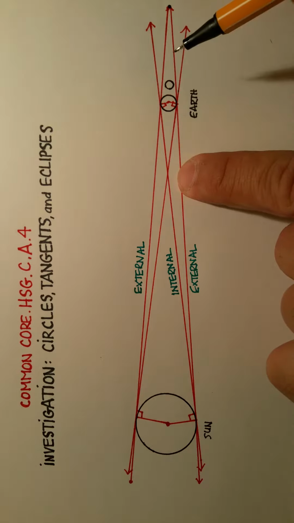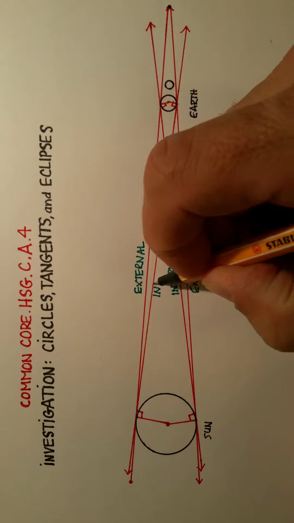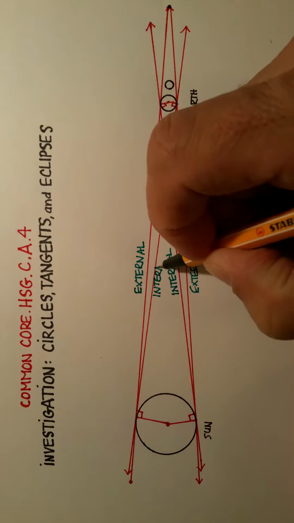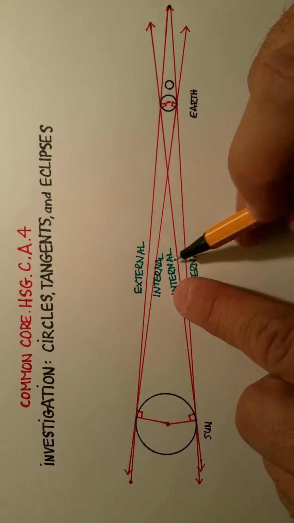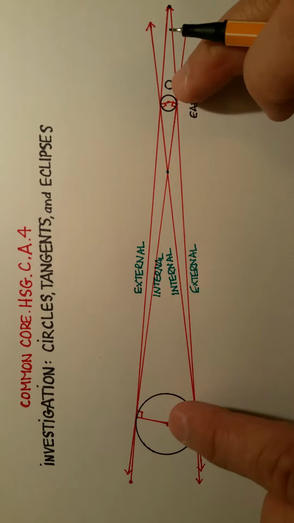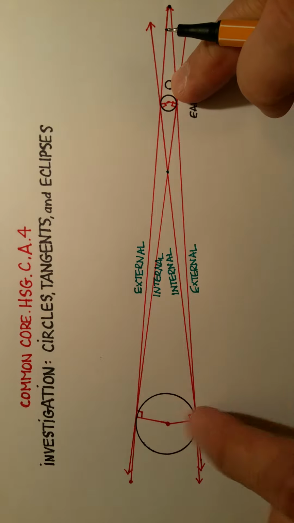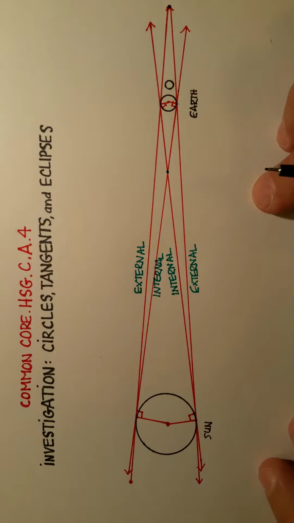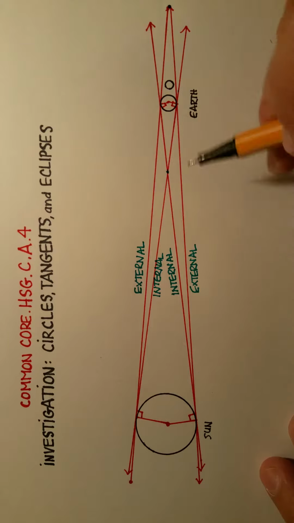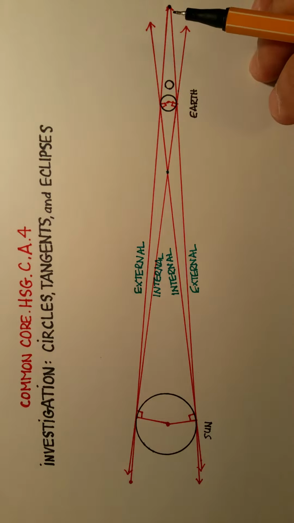The characteristic that you want to be aware of is that internal tangents intersect in between the two circles. Let me just finish labeling here. So that's the most important characteristic of those two. You'll notice that we have an intersection here for the internal tangents, and we have an intersection here for the external tangents.